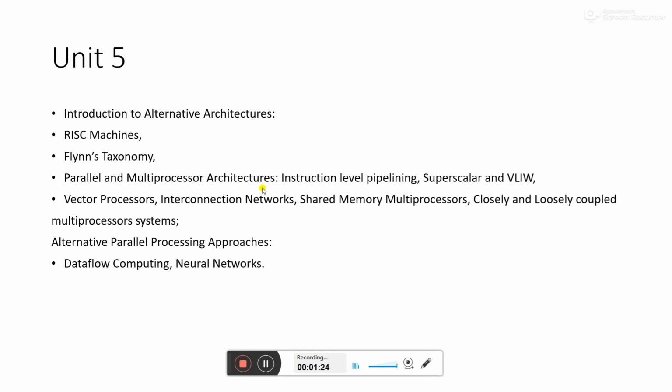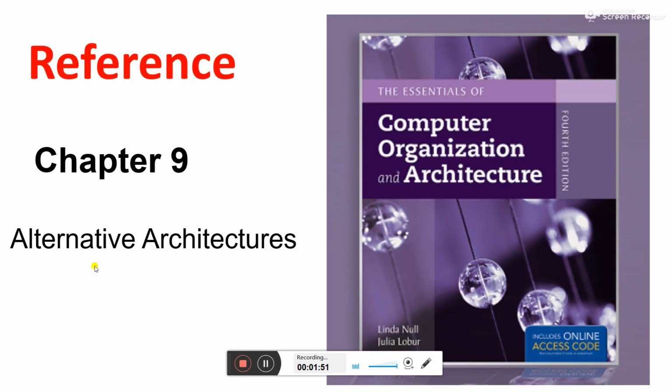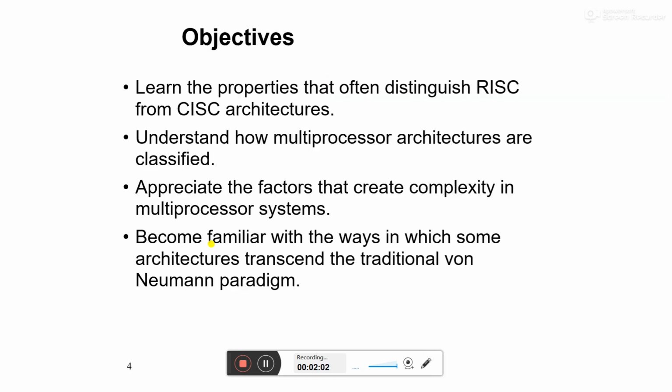In parallel and multiprocessor architecture, we will learn about instruction-level pipelining, superscalar and VLIW, vector processors, interconnection networks, shared memory multiprocessors, and closely and loosely coupled multiprocessor systems. At last, we will learn about alternative parallel processing approaches, which are data flow computing and neural networks. I will use the book by Linda Null, in which you will learn about alternative architectures. You can find this book online.